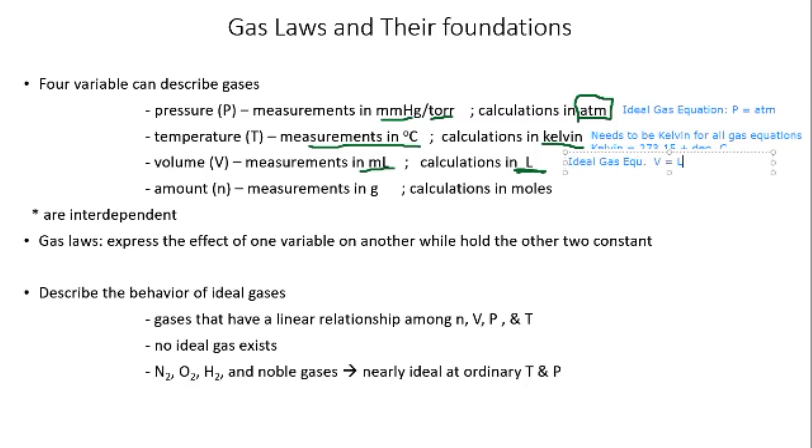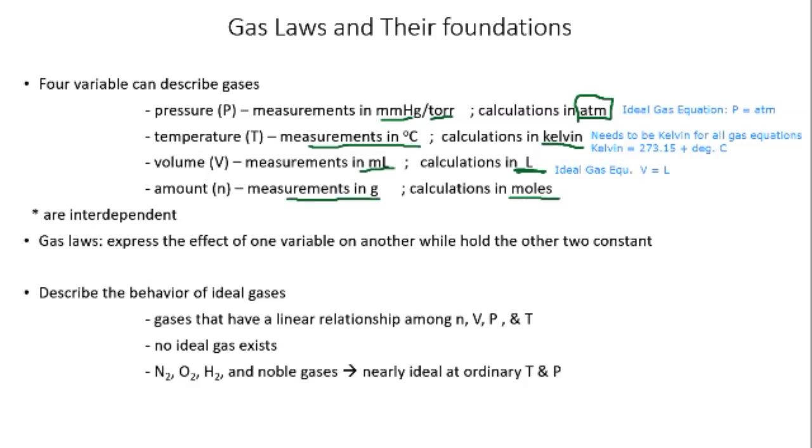Now, for other gas equations, it doesn't matter for the individual gas laws. But for the ideal gas equation, volume needs to be in liters because the ideal gas constant units have liters in it. For amount, obviously you should know that when we measure in the lab, we measure in grams. However, for most calculations, we're dealing with moles, unless you're trying to calculate the mass of a gas or the molar mass of a gas. But for most calculations, we're using moles. So you always need to convert mass to moles in that case.